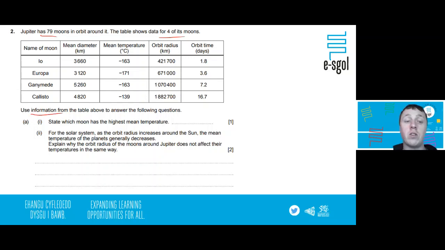So a lot of your answers should always redirect to how the table points you in the direction of correct or incorrect. So first of all, state which moon has the highest mean temperature.